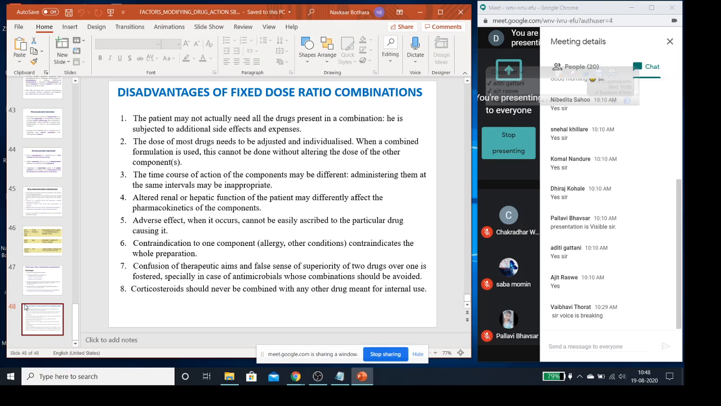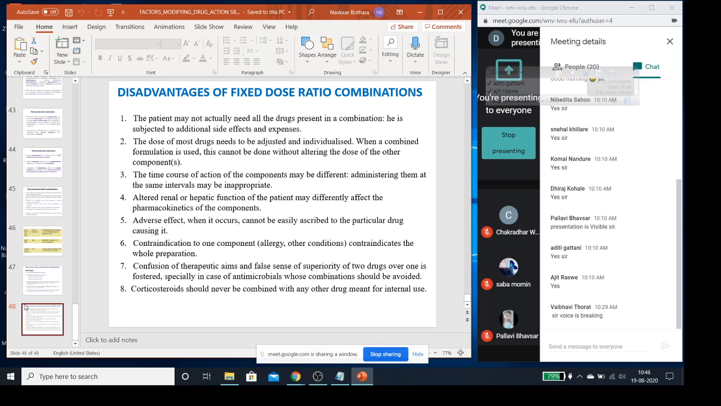But now if one is excreted through the kidney and another is metabolized by the liver, then in those cases the half-life will be altered, it will change. In that case one should be aware of it, and then fixed dose combinations are useless, because you have to modify the dose of the compound which is either excreted by the kidney or metabolized by the liver in cases of renal or hepatic function problems.